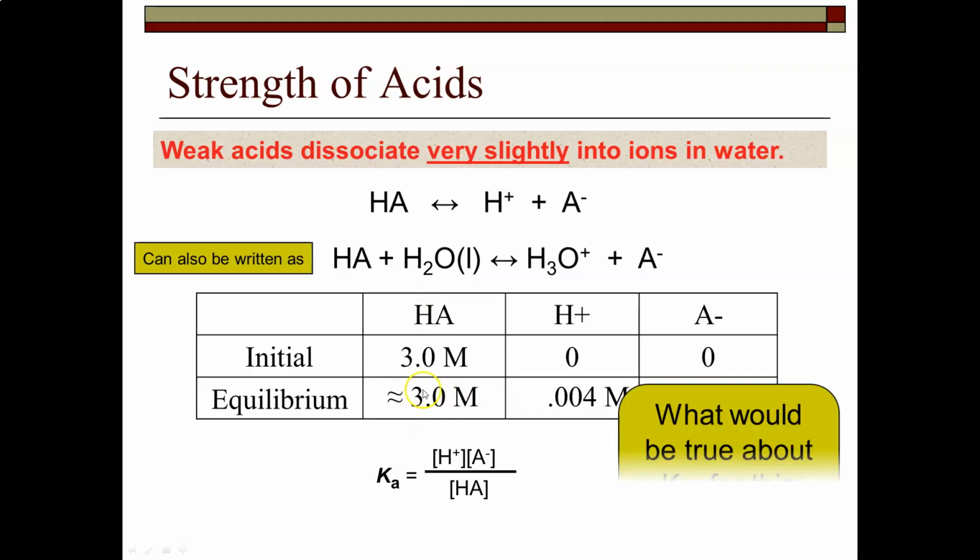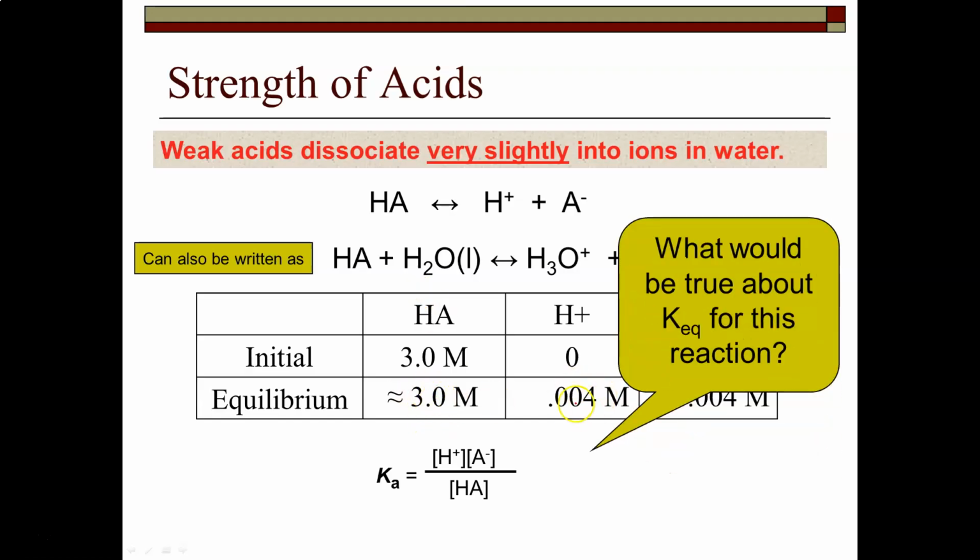about 3 molar. No, it's a little less than 3 molar. Then I have 0.004, 0.004. I don't know what it is. This is just a generic weak acid, I'm just using random numbers here. But you find the Ka expression the same way.